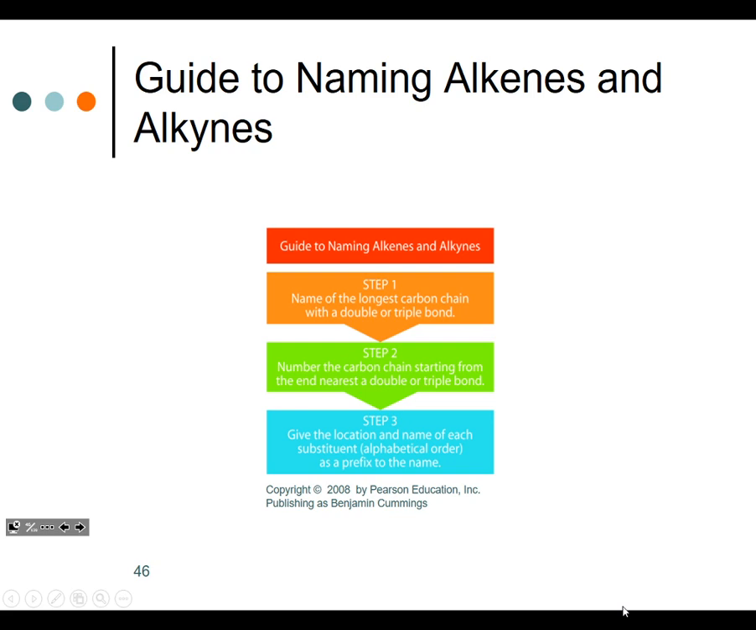Anytime we see these special groups that we'll be seeing in the next few chapters, we will name closest to that. No matter if there's another chain coming off closer, we're going to number closest to that double or triple bond. And then you're going to get the location and the name of each of the substituents, or what I call the branches or chains coming off.